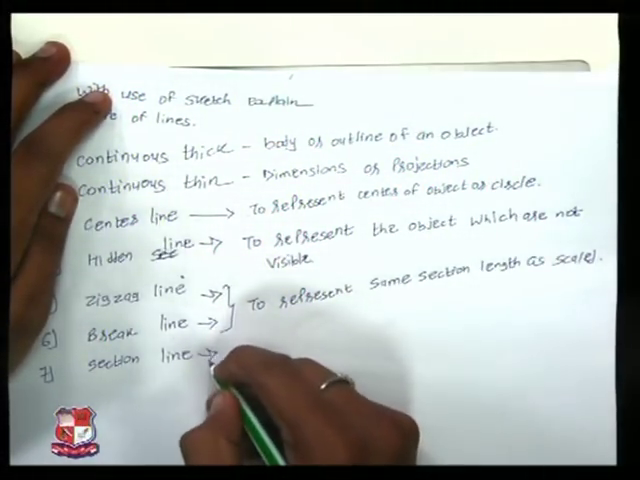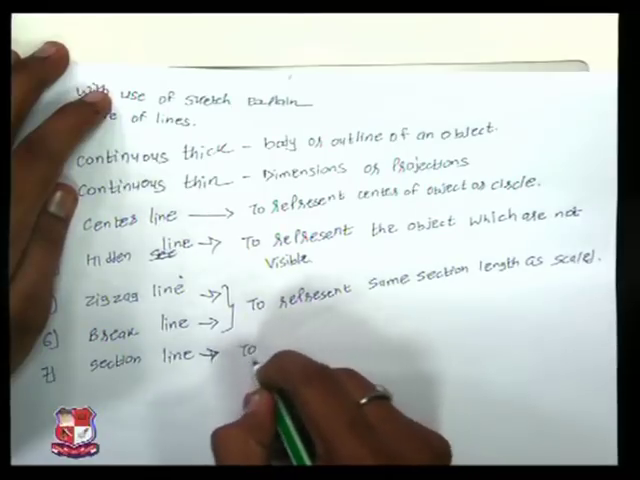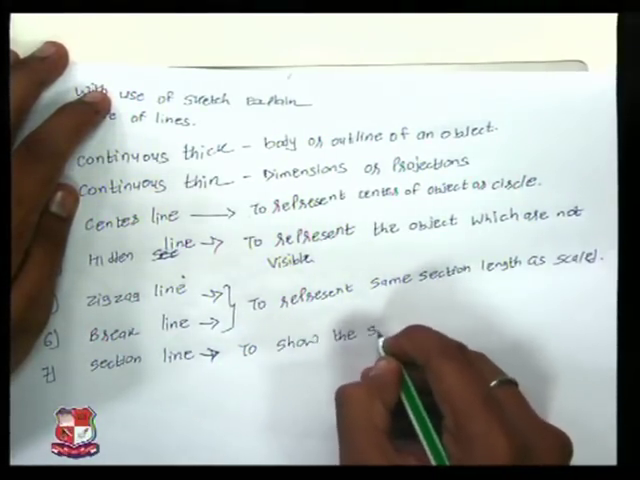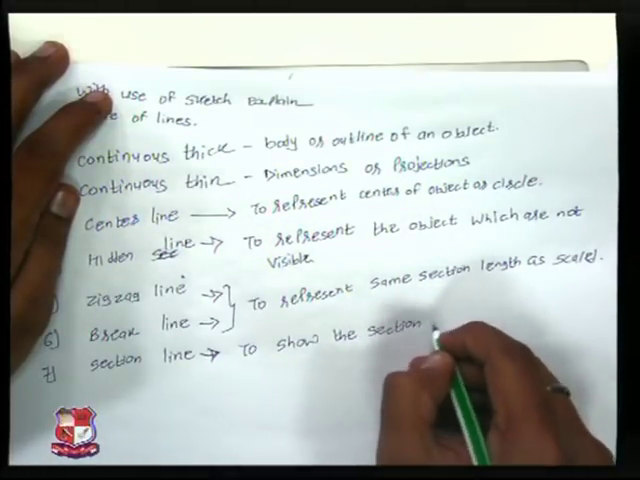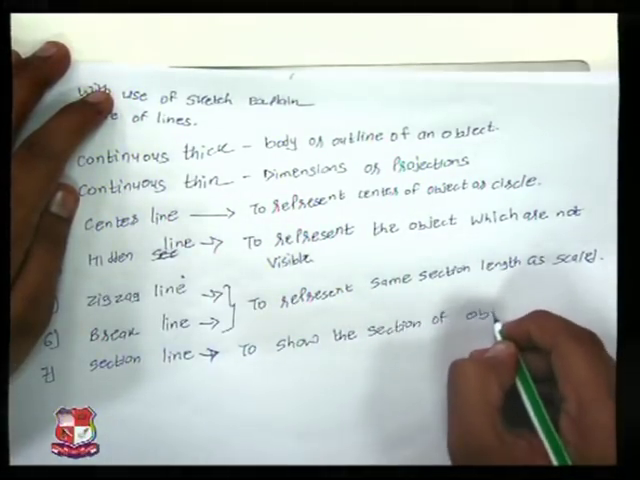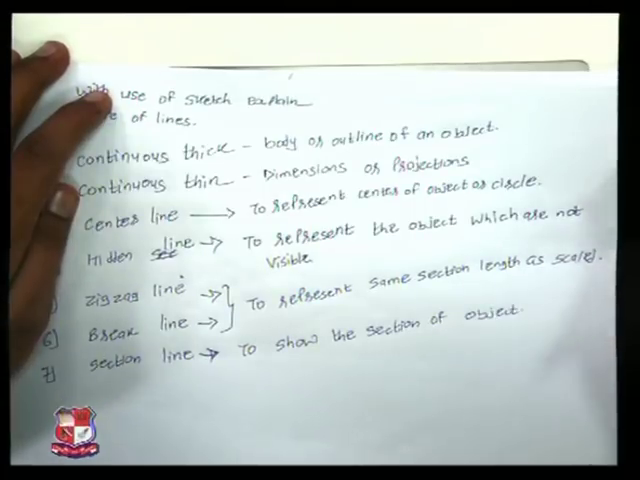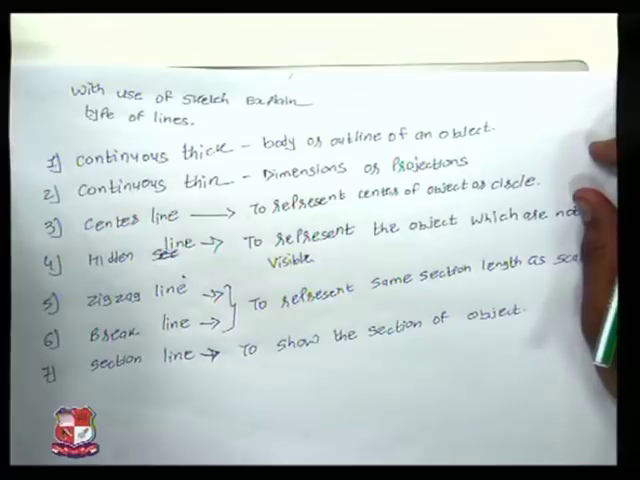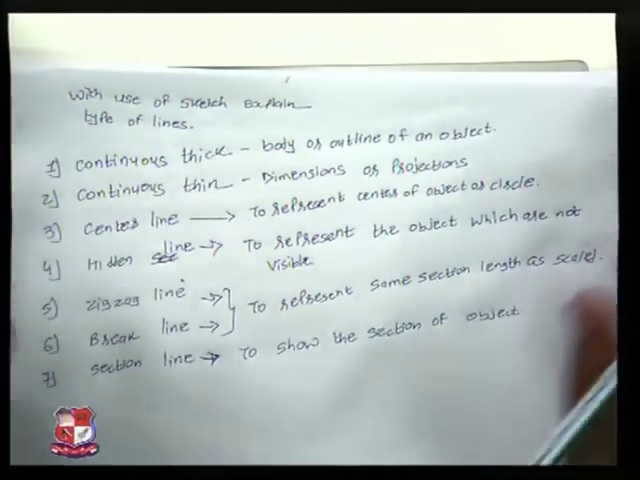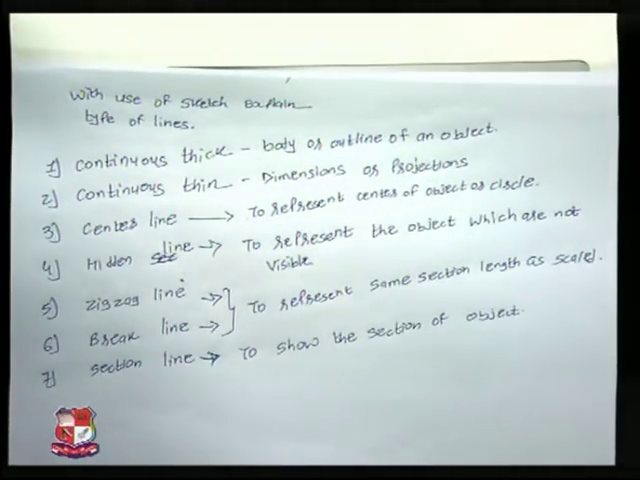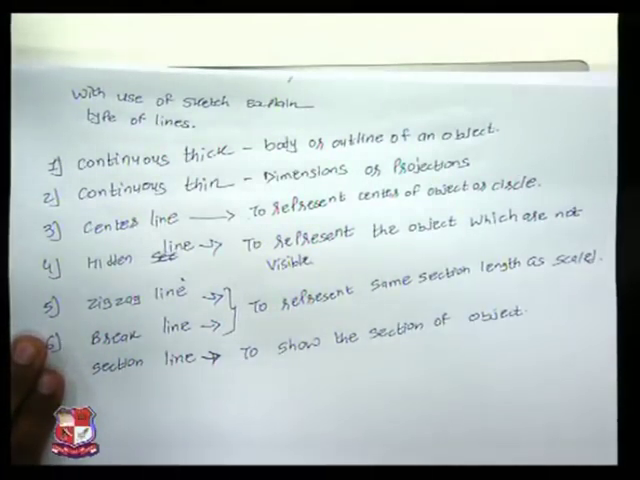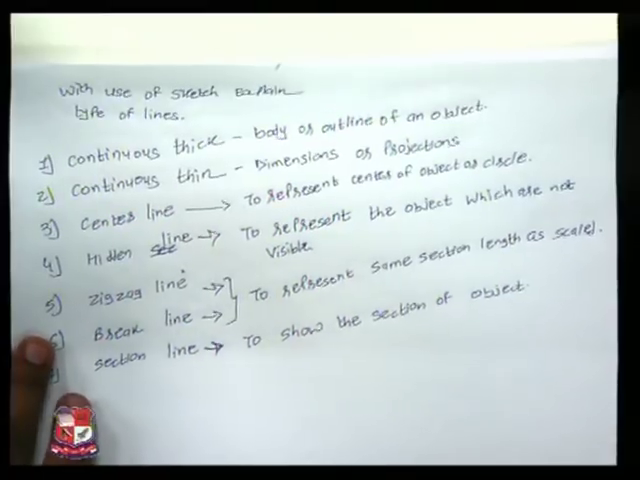And section line, to show the section of the object. So these are the main lines which can be used in engineering drawing. Now, with the use of a sketch, we will see the explanation of the same.